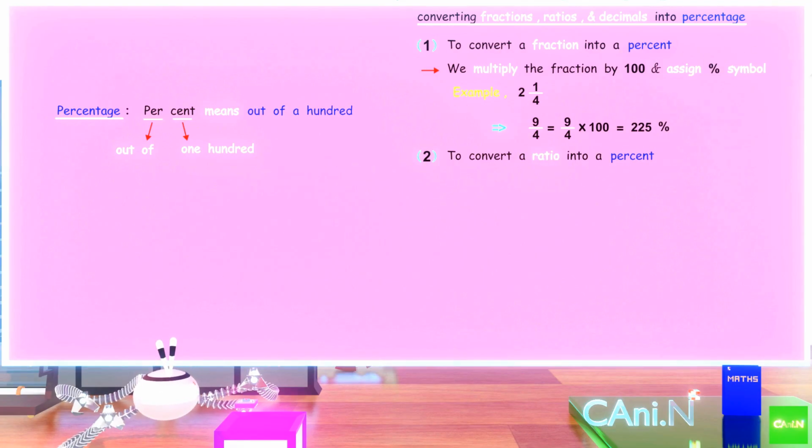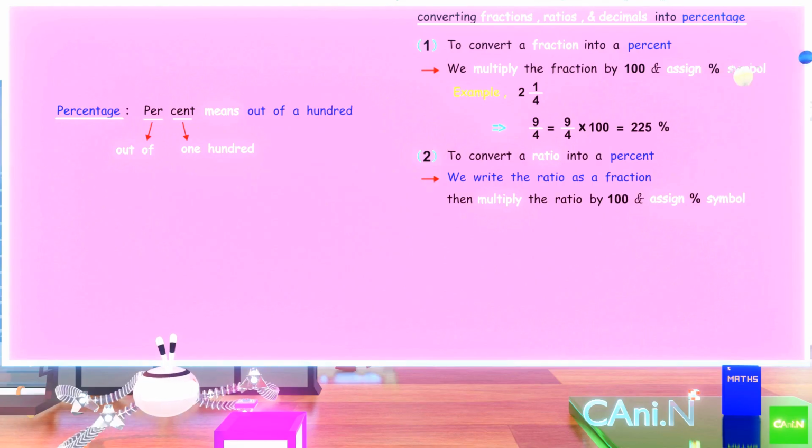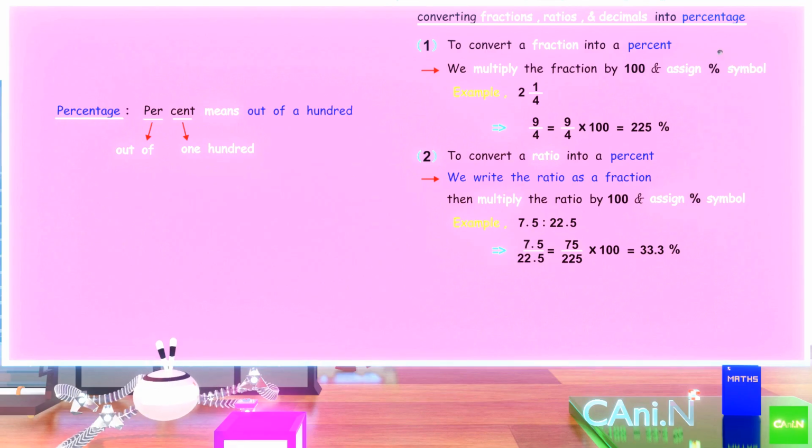To convert a ratio into a percent, first, we write the ratio as a fraction. Then we multiply the ratio by 100 and assign percent symbol. Example, 7.5 is to 22.5. This can be simplified as 7.5 by 22.5 equals 75 by 225 into 100 equals 33.3%.